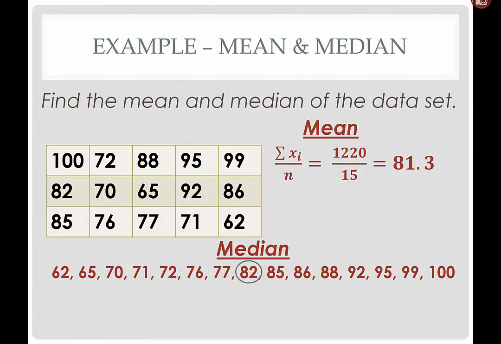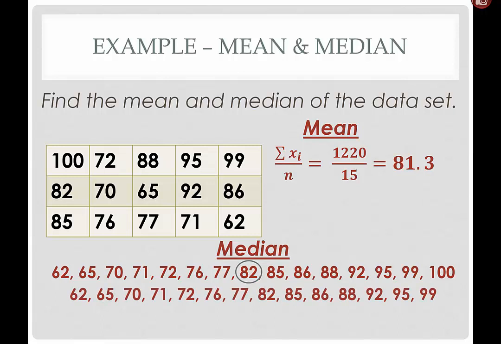All right, so what would happen if we only had 14 data values? Let's suppose we did not have the 100%. Okay, so now we only have 14 data values. So now to find the median is a little bit different. We have to find the middle two values.